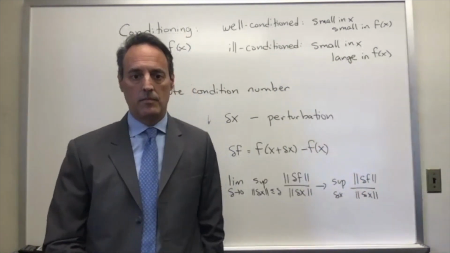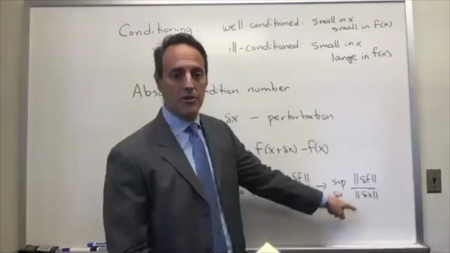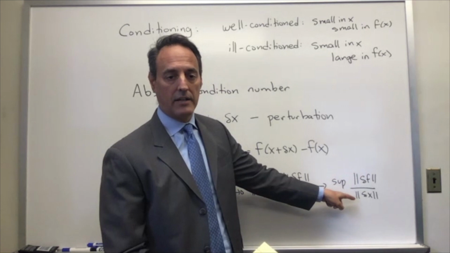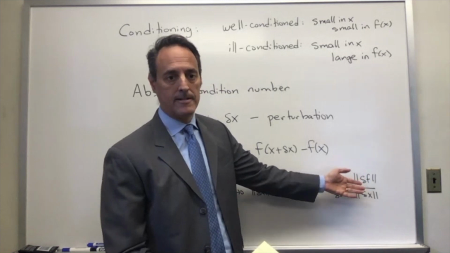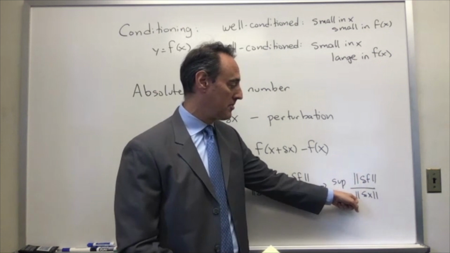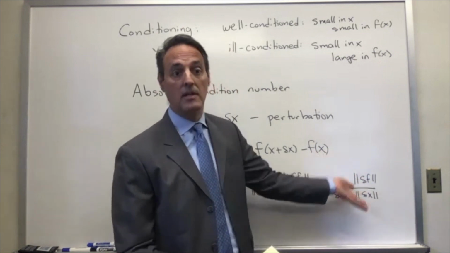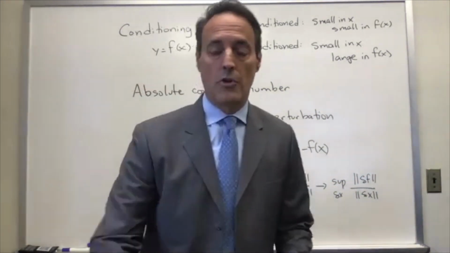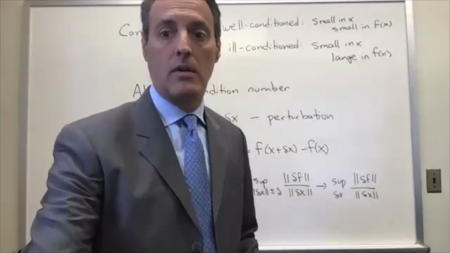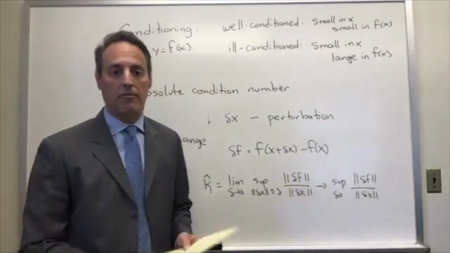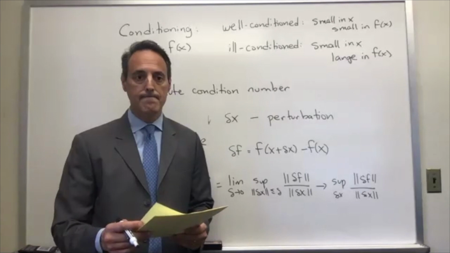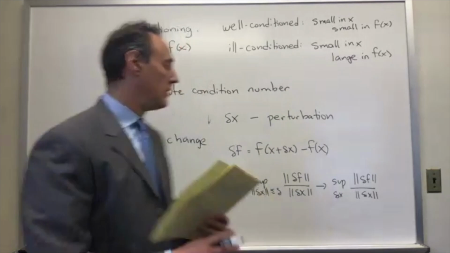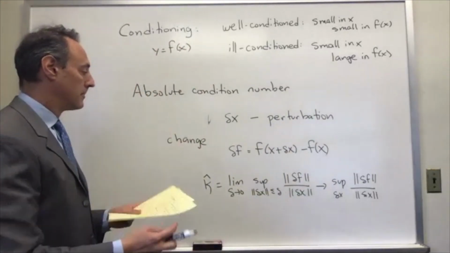Because this is a change in f over the change in delta x, if delta f is small for delta x small, this should go to some finite number. However, if the change in delta x is small and this gets big, in other words the limit starts to grow, then that's ill conditioned. That is exactly how we are defining the conditioning itself. This is the definition of the absolute condition number.